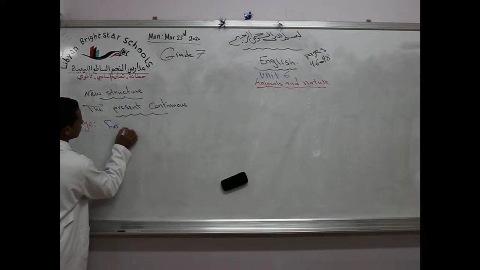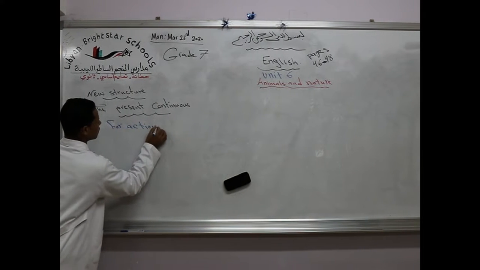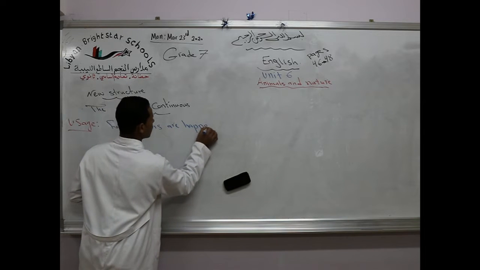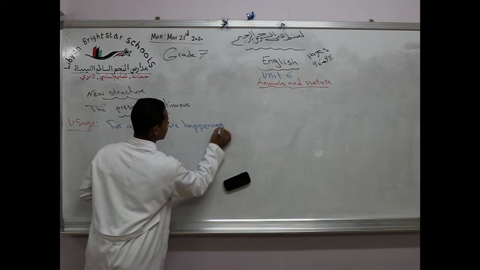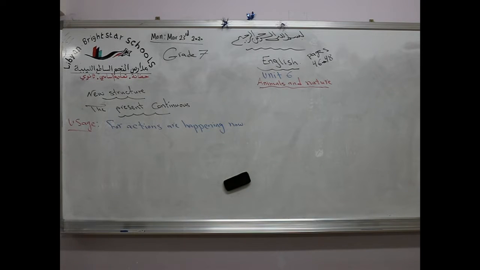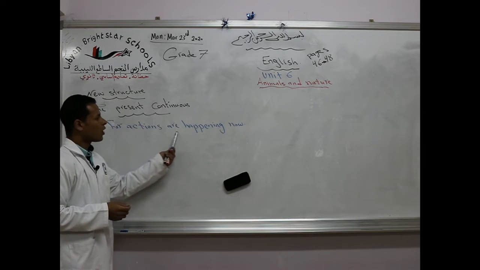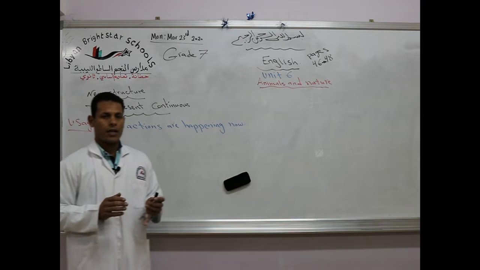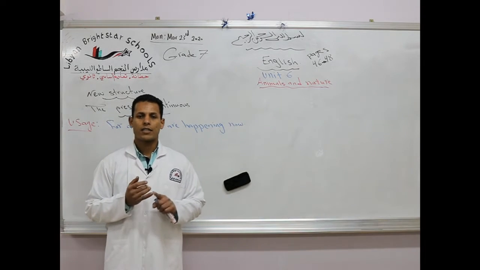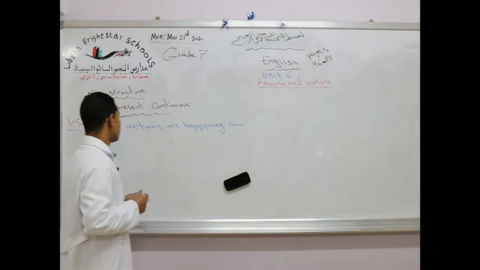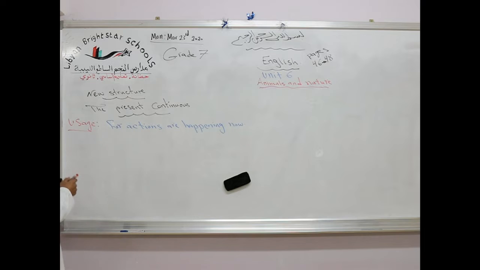For actions happening now. We use the present continuous tense to express actions that are happening now or around now. That means the action is not finished. The action is continuous. And now we will know the form of the present continuous.